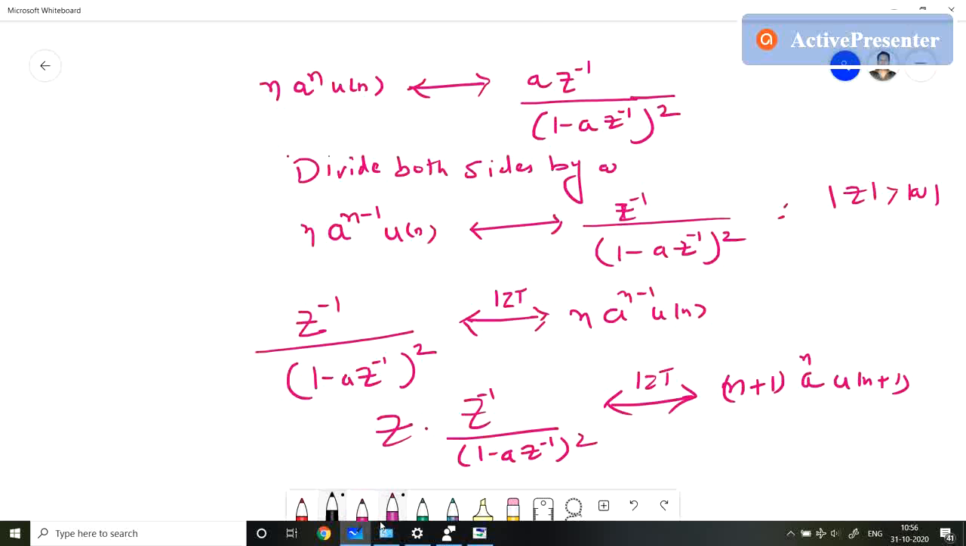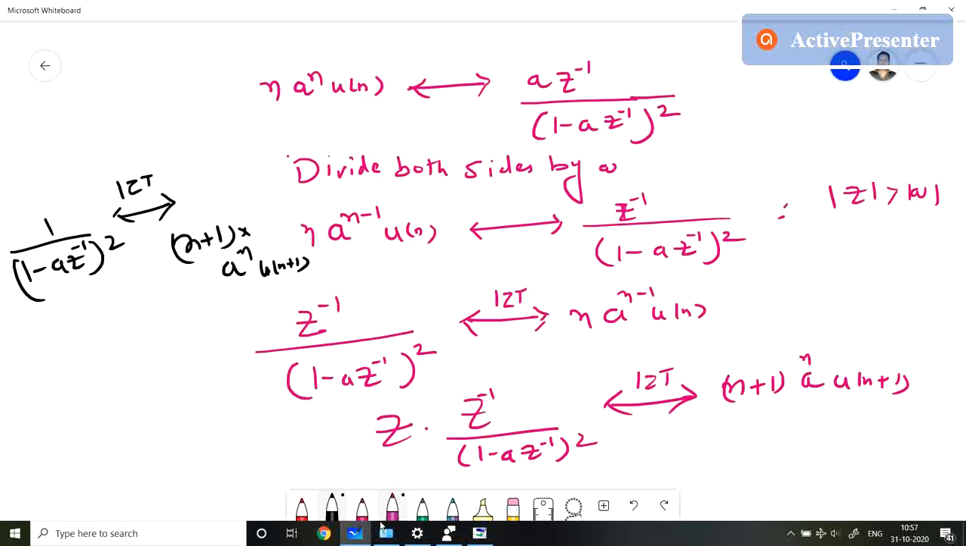So let us summarize this. The inverse Z transform of 1 divided by (1 minus a z inverse) whole square is (n plus 1) multiplied by a raised to the power n u[n plus 1]. So this is the solution.